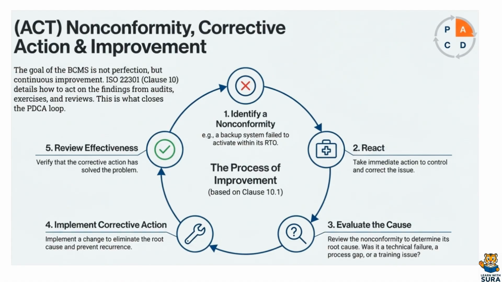The Act phase focuses on nonconformity and corrective action. When performance evaluations or audits identify issues, we must address them promptly. When nonconformities are identified, we must take immediate action to control and correct the issues. Next is analyzing the root causes of nonconformities and implementing actions to prevent recurrence, which is corrective action. We need to verify that the corrective action has solved the problem without recurrence.